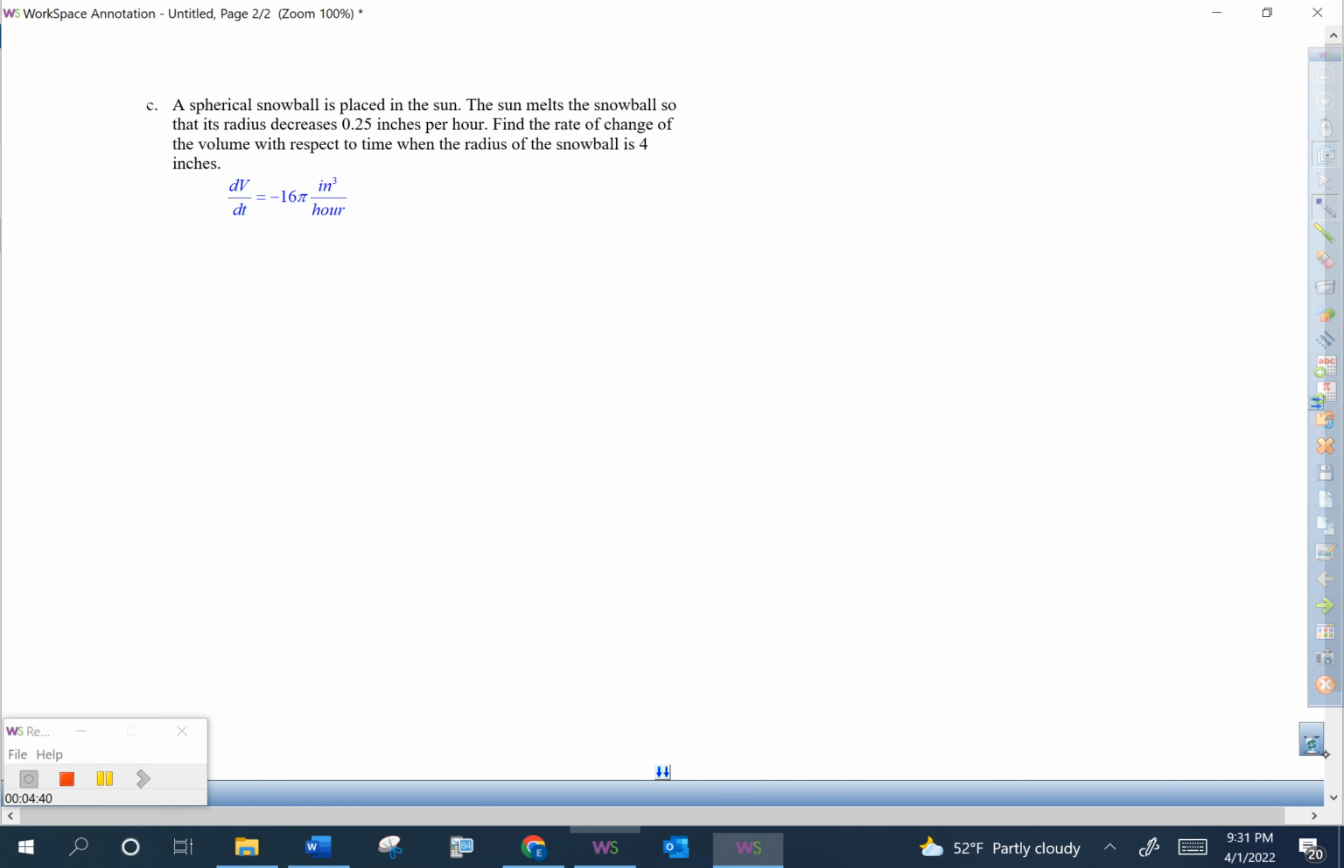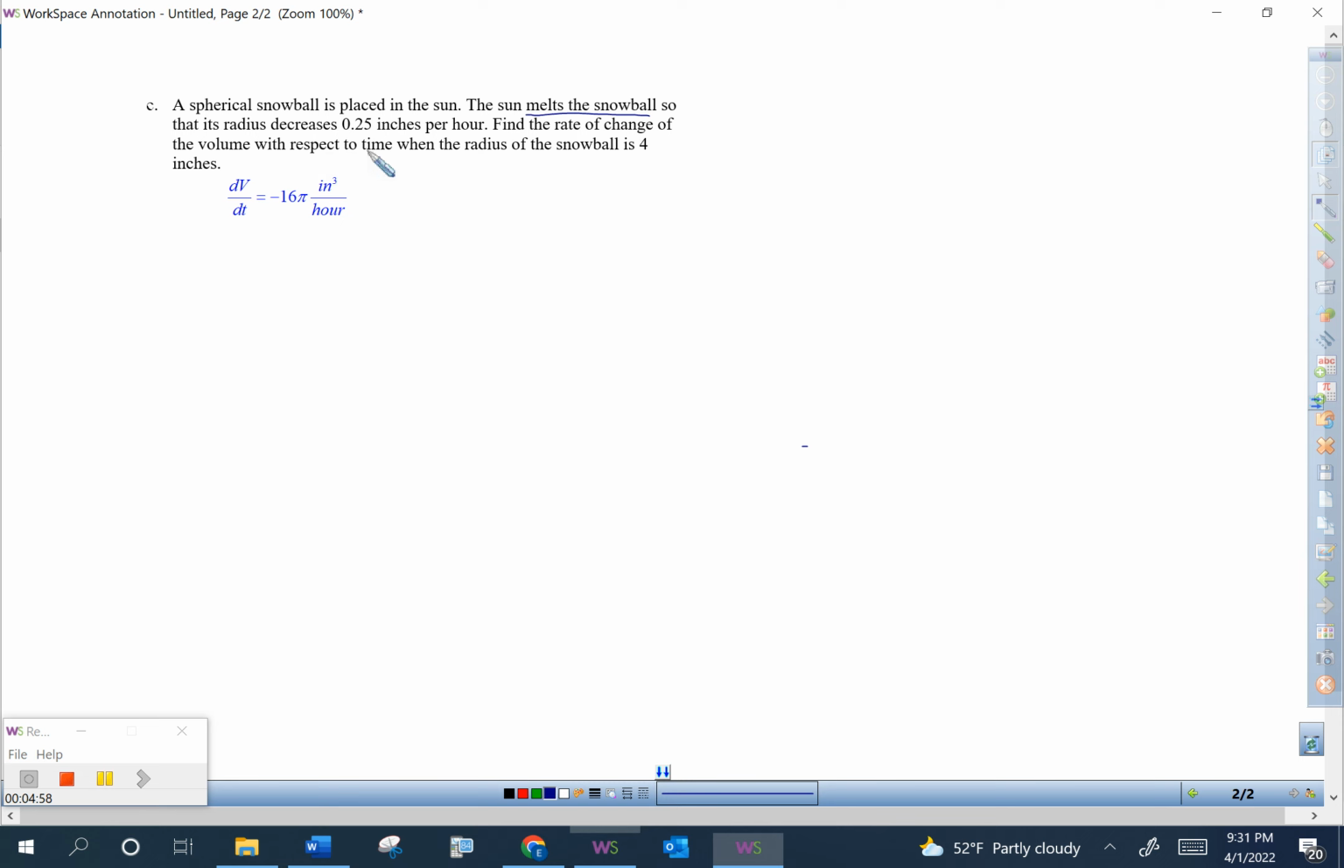Okay, next up it says a spherical snowball is placed in the sun, and the sun melts the snowball so that its radius decreases by 0.25. If we're talking about the sun melting the snowball, that right there is talking about the volume, because the snowball is made up of snow, so that's the inside. But it does tell you volume later in the problem. It says its radius decreases 0.25 inches per hour, and we're supposed to find the rate of change of volume with respect to time when the radius is 4 inches.